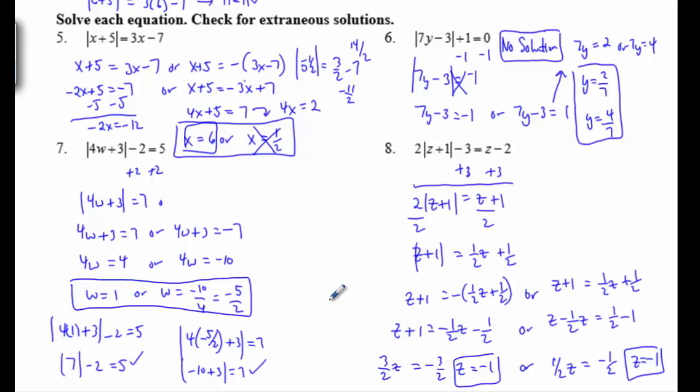Welcome back. Number 8, we ended up getting z equal to negative 1. So we only have to plug in negative 1. Negative 1 plus 1 is 0. Times 2 is 0. So we have negative 3 on the left. And negative 1 and negative 2 make negative 3. So negative 3 equals negative 3. So this one checks out.